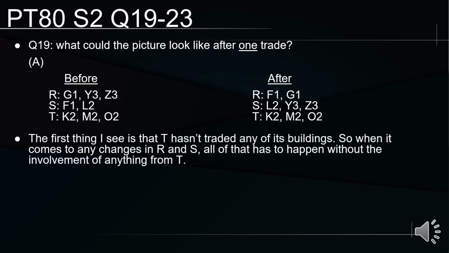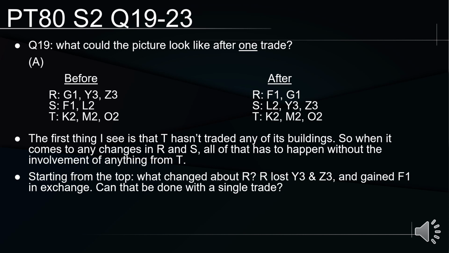So the first thing I see is that T hasn't actually traded any of its buildings in this scenario. So when it comes to any changes in R and S, all of that has to happen without the involvement of anything from T. Again, I'm not sure how helpful that's going to be, it's just what I notice here. So starting right from the top, what changed about R? R seems to have lost Y and Z and gained F in exchange.